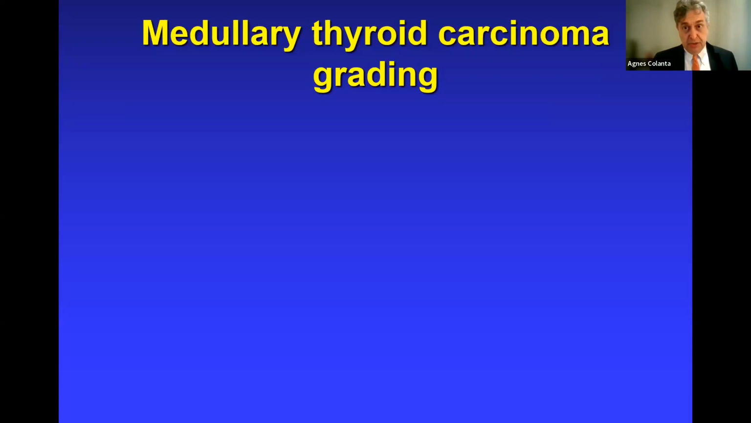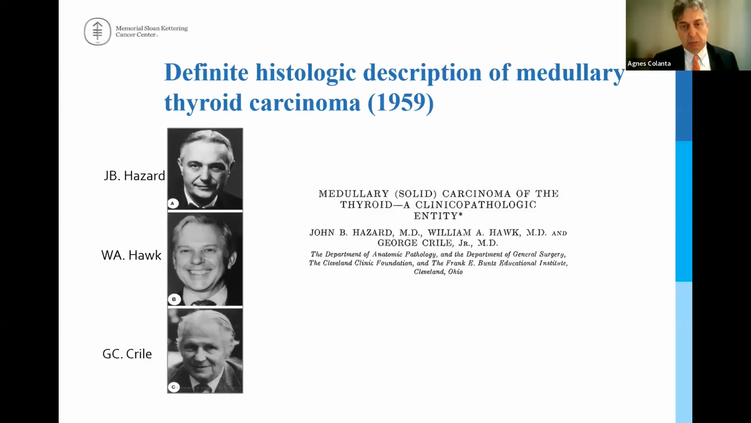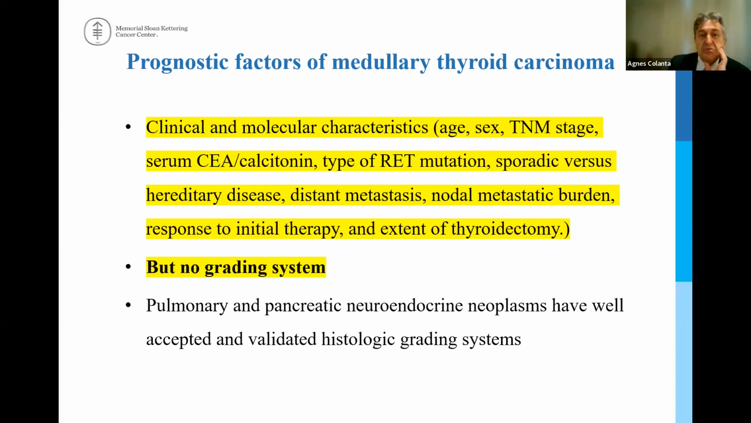Now, let me tell you about a very important change regarding medullary thyroid carcinoma grading. Since the definitive histologic description of medullary thyroid carcinoma in 1959 by physicians from the Cleveland Clinic, including Dr. John Beachhazen and Hock, who described the torsal variant, we have been using clinical and molecular characteristics to stratify these patients. Like, for example, age, of course, stage, sex, serum CEA, and calcitonin. But bizarrely, no grading system has been used.